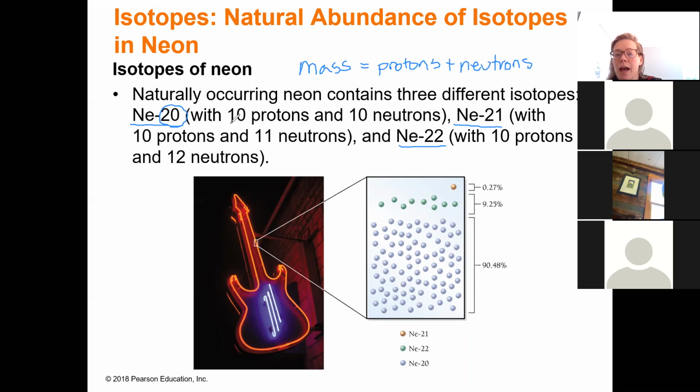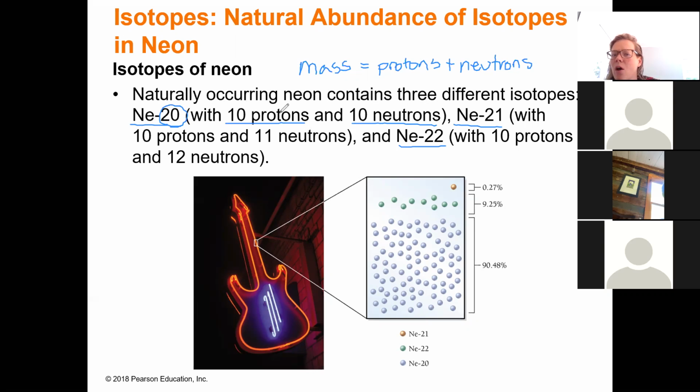If it's neon, you will have to have 10 protons. That's what makes neon neon. So that's non-negotiable. But we're dealing with neon 20 here. So if I subtract out the 10 protons, the 10 remaining mass is going to be attributed to the neutrons. So neon 20 will have, I'm sorry, neon 20 will have 10 protons, and it will also have 10 neutrons. So an equal number of protons and neutrons.